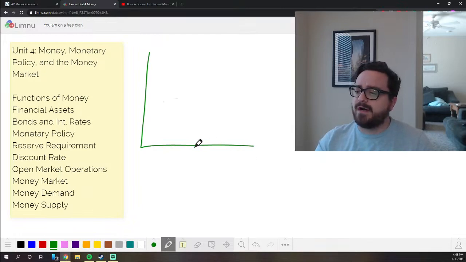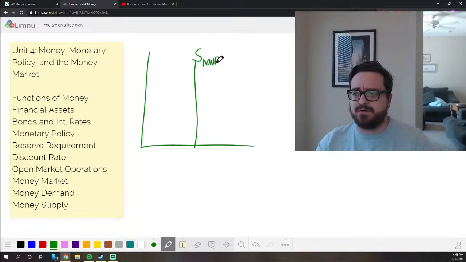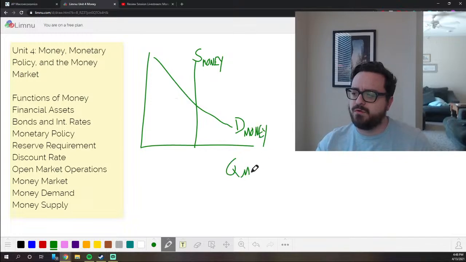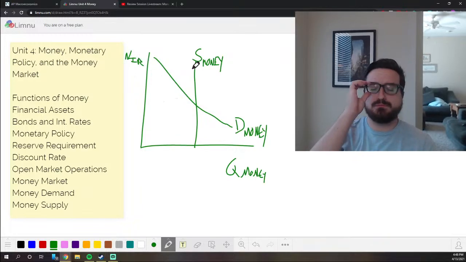So my money market graph looks something like this. It is a vertical supply curve, and this is not a long run aggregate supply curve. This graph is all short run. We've got the supply of money and the demand for money. We have the quantity of money. And we have the nominal interest rate.